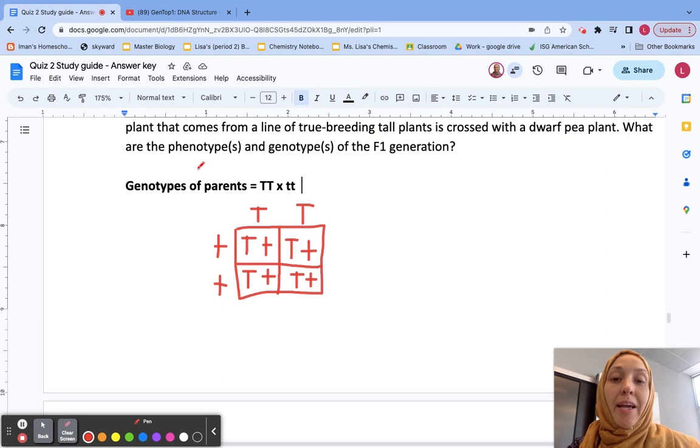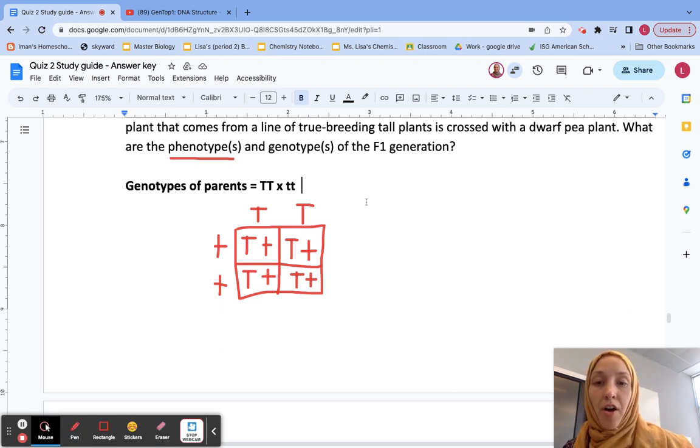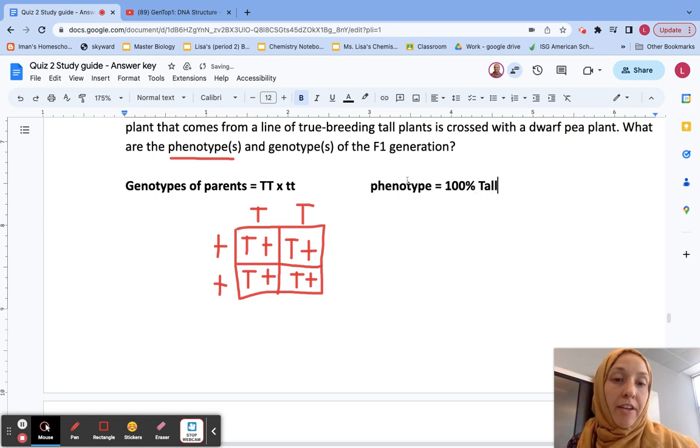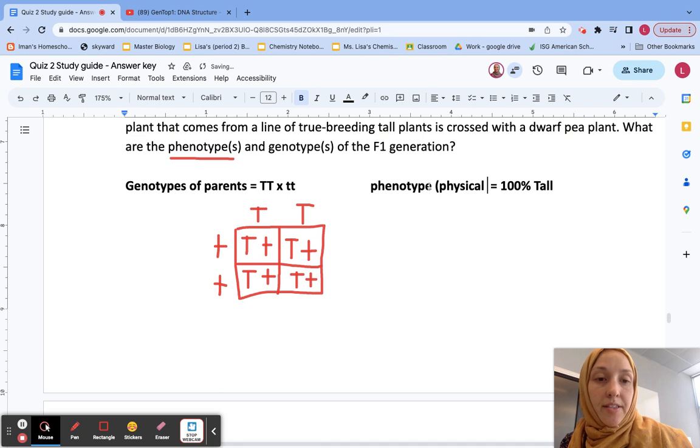What are the phenotypes and genotypes of the F1 generation? Let's start with phenotype. This is the physical appearance. What would the physical appearance of this offspring be? It would be tall because it has the dominant tall. And this would be tall, and this would be tall, and this would be tall. So what can we say for phenotype? 100% would be tall. Phenotype is my physical appearance.